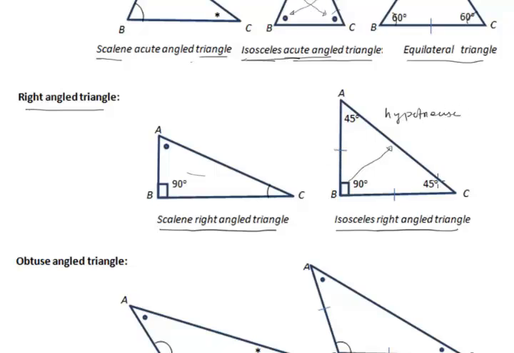and the hypotenuse can't be equal to any other side, but these two sides can be equal and their corresponding angles, this and this, these two angles can be equal. So if a right angle triangle has two shorter arms equal, then this is called an isosceles right angle triangle. In that case, the right angle is 90 degrees and both of these angles will be 45 degrees and 45 degrees.